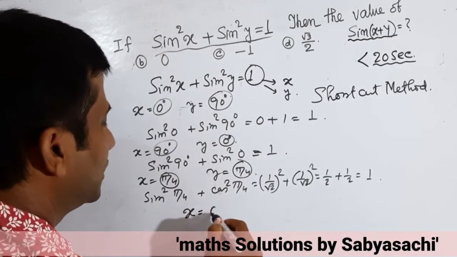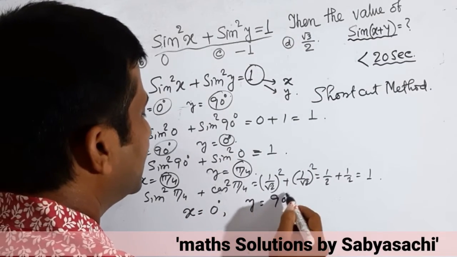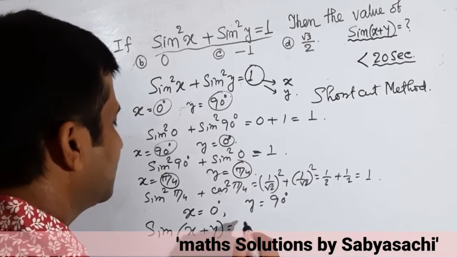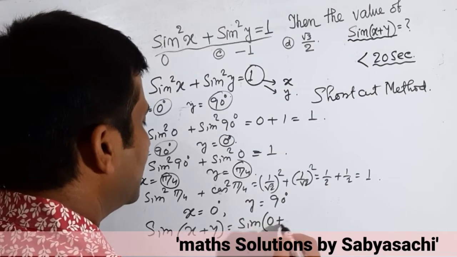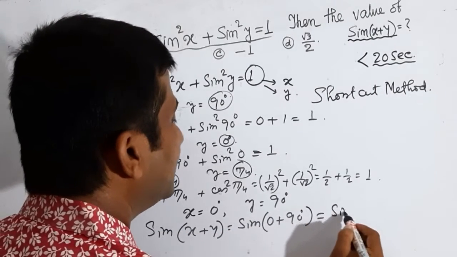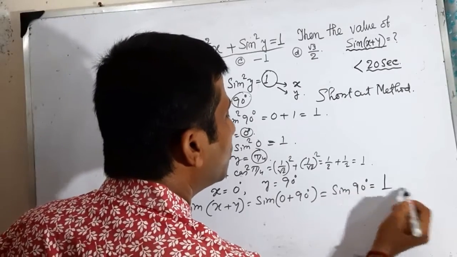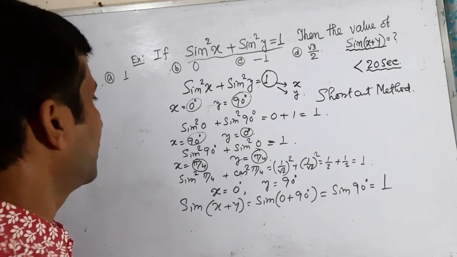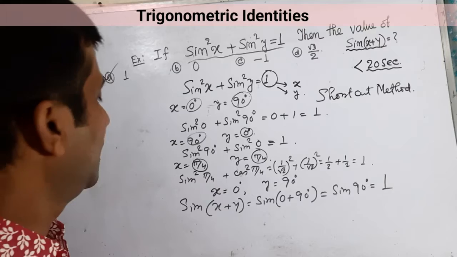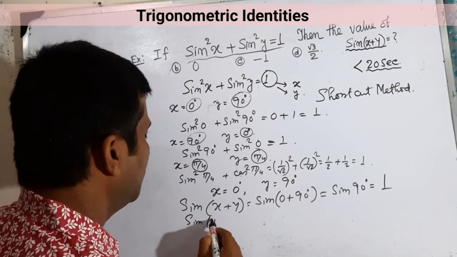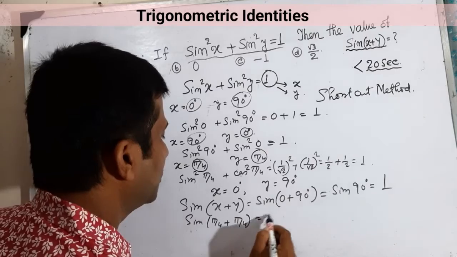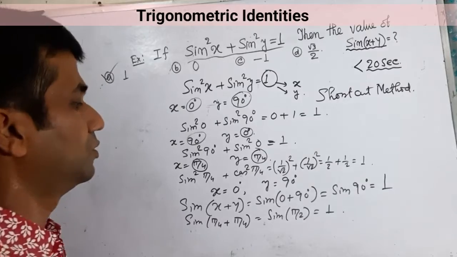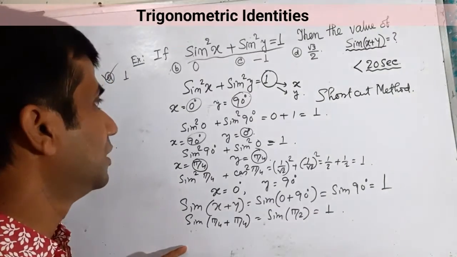So you can put x is equal to 0 degree, y is equal to 90 degree. Then your answer will be sin(x plus y) is equal to sin(0 plus 90 degree), that means sin 90 degree, that means this is equal to 1. So your answer is 1. If you put pi by 4, x plus y means pi by 4 plus pi by 4, that is sin pi by 2, that is also the value of 1.